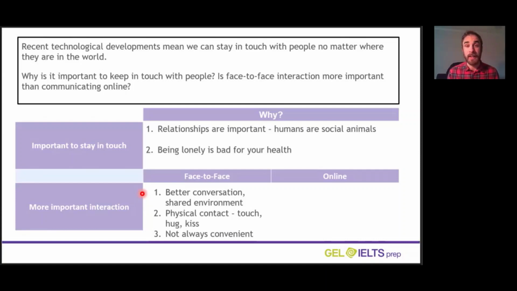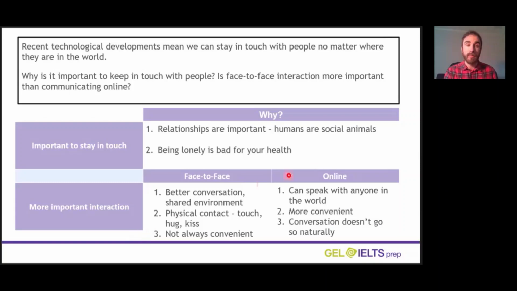Firstly, with face-to-face interaction, you have a shared environment which makes the conversation flow a little bit better, doesn't it? Secondly, you're able to make physical contact. Again, humans kind of need this social touch. You can hug, you can kiss, etc. People like that, especially within families. However, it's not always convenient to meet up in a physical place.